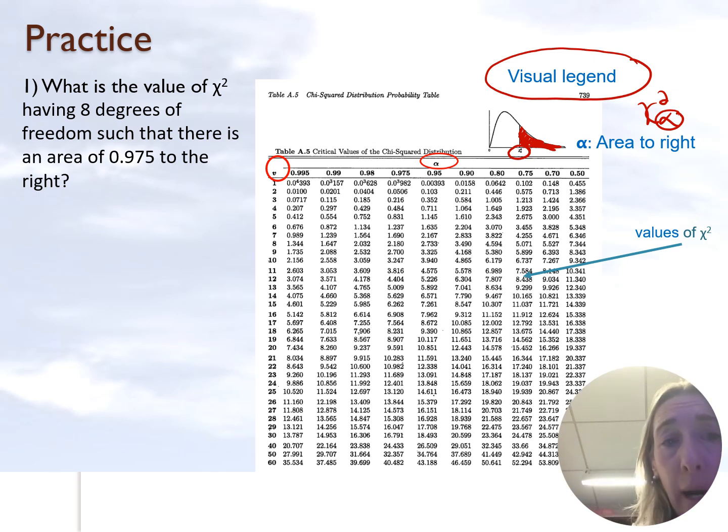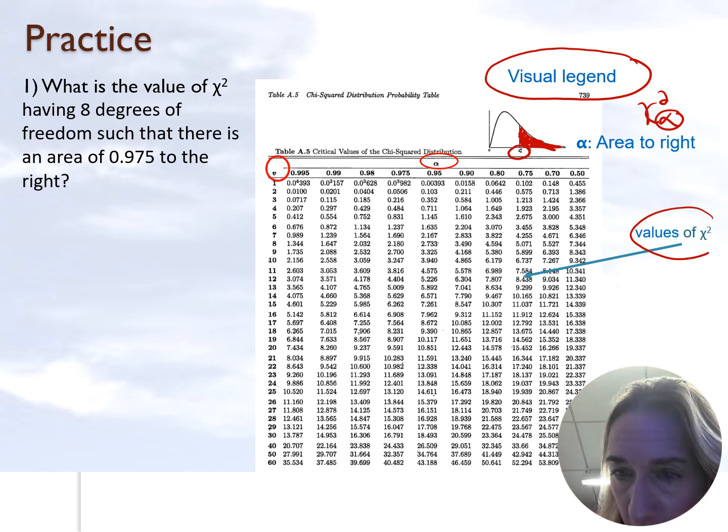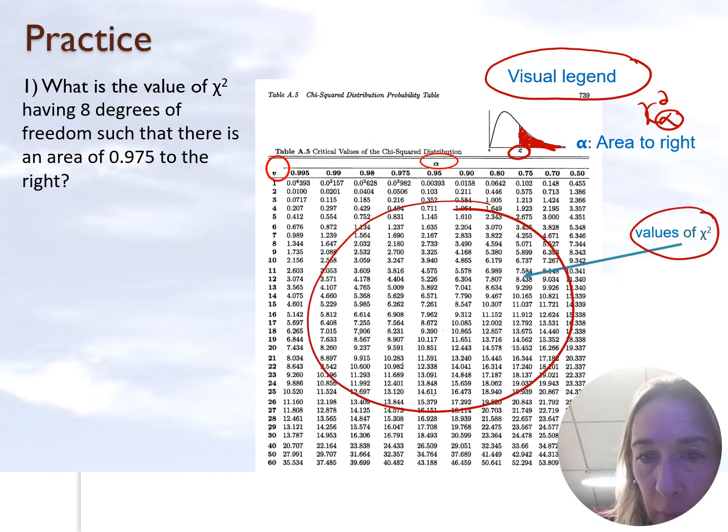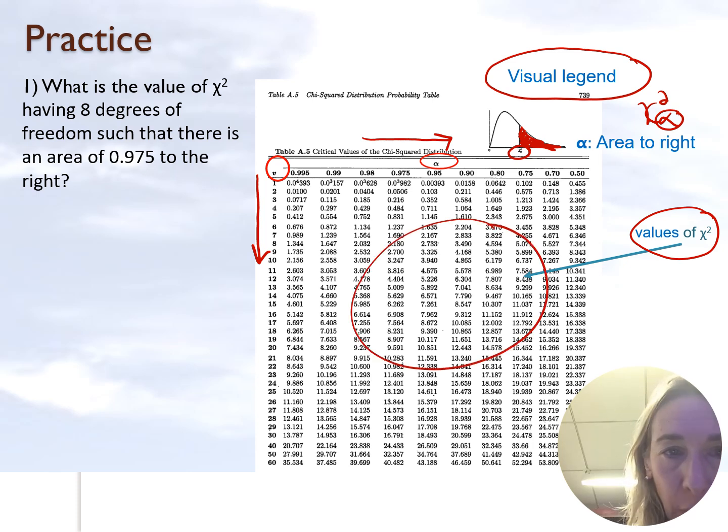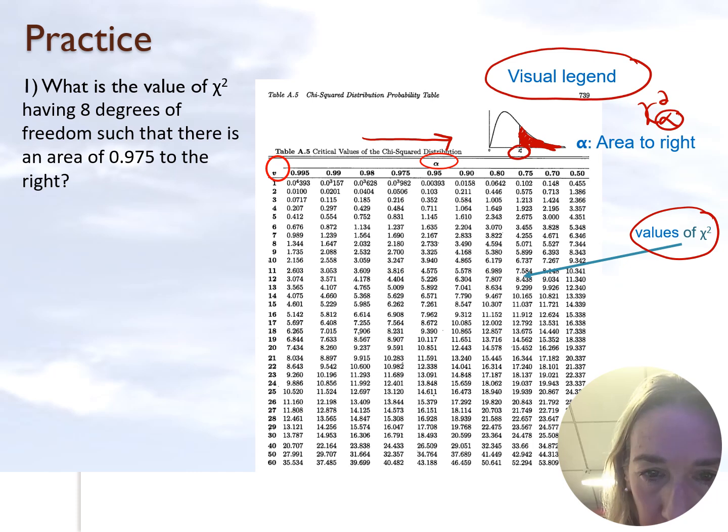So let's try a practice problem. What is the value of chi-square? Values of chi-square are shown in the middle of the table. Degrees of freedom or nu down the left. Values of alpha or areas across the top. What is the value of chi-square having 8 degrees of freedom, so nu is 8, I'm going to underline that right there, such that there is an area of 0.975 to the right.